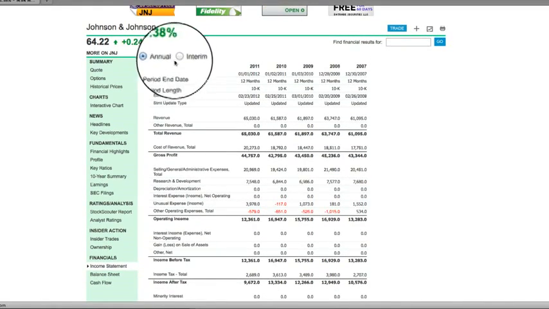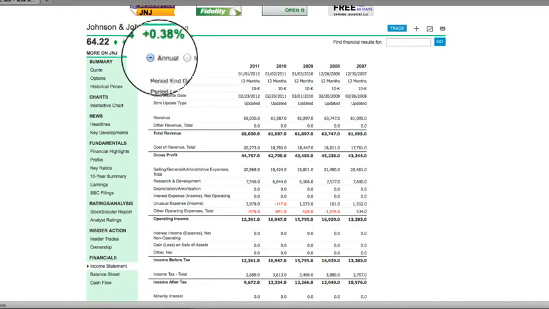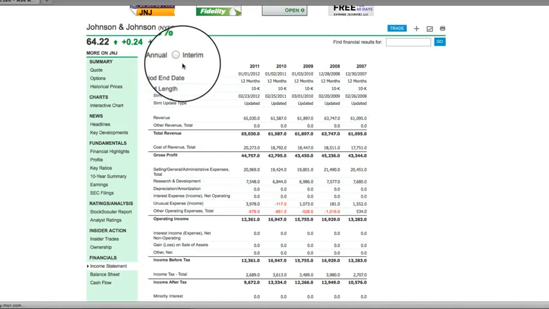As you look at this income statement for Johnson & Johnson, you'll see at the very top there's interim and then there's annual. I have it set up on annual, but you could click interim if you wanted the most recent quarter. If you do annual, that's each year: 2007, 2008, 2009, 10, 11. If you do interim, it'll break it down by quarter.